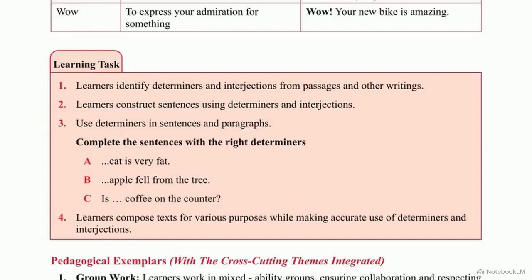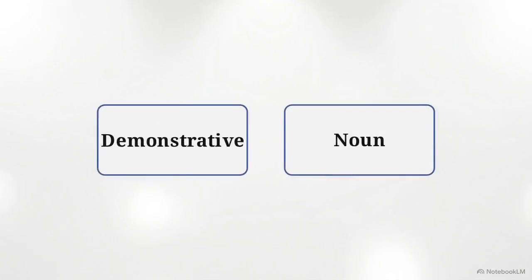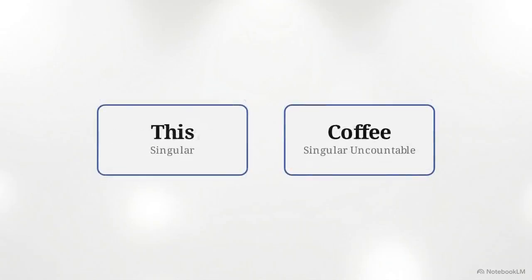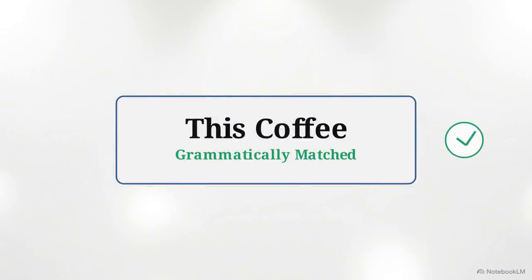Take a moment to practice this yourself. Pause the video and look at task 3 in this box. Try to fill in the correct determiners for sentences A, B, and C before continuing. Mastering demonstratives prevents grammatical mismatches and guarantees your audience knows exactly which physical or conceptual object you are pointing to.